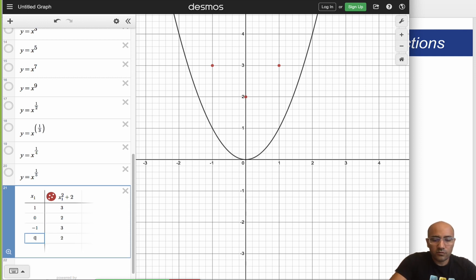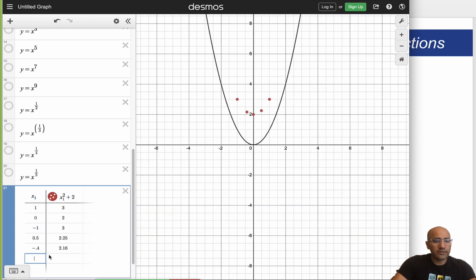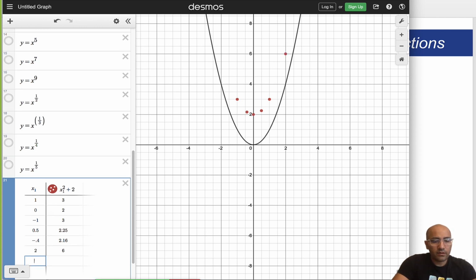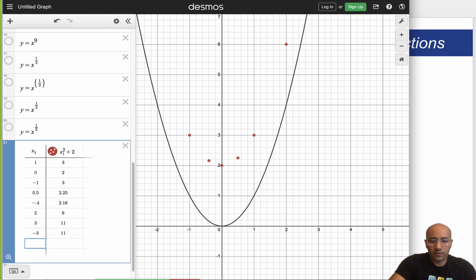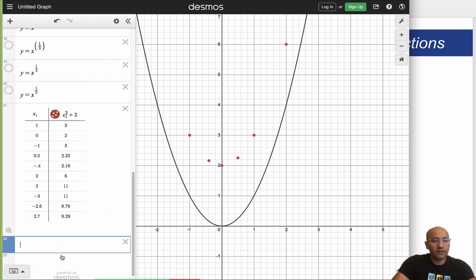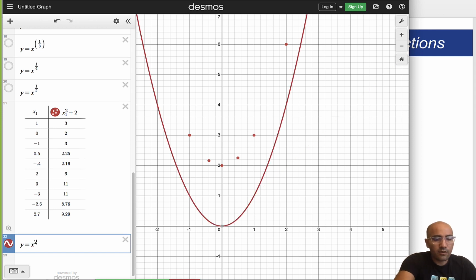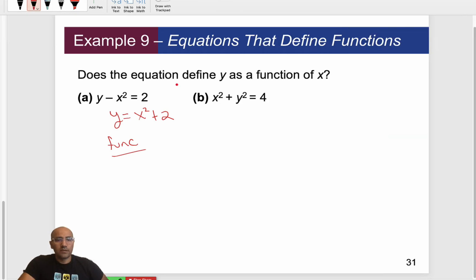And then we can throw in some decimals to figure out what happens in the middle there. So you can see that it's starting to create that sort of curvature, same as this. If I zoom out a little bit more, let's try some larger numbers. How about 2? How about 3? About negative 3? About negative 2.6? About 2.7? Okay, so what we start to see is that this guy here starts to become equivalent to this one, but shifted up by 2. So the whole thing can be graphed like this. y equals x to the power of 2 plus 2. So eventually all those little dots start to form the same parabola, but the plus 2 shifts it up. Good.